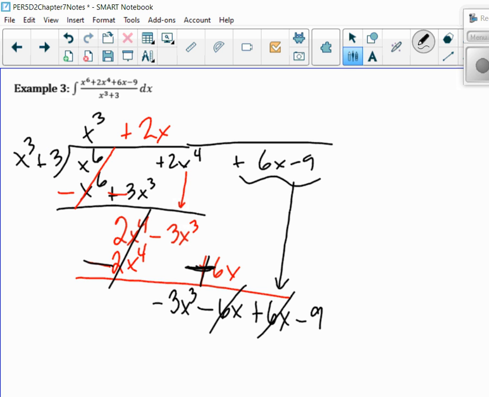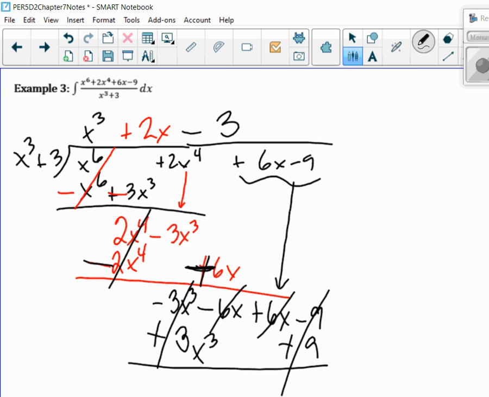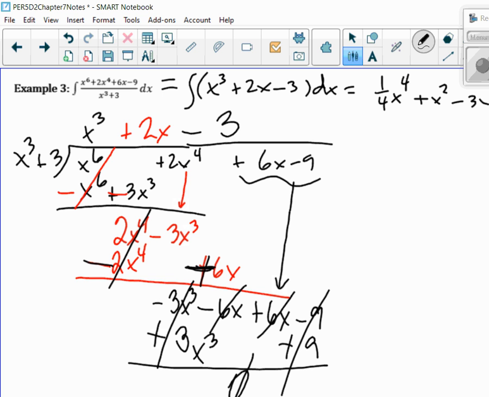Do you see that? So now, how many times does x cubed go into minus 3x cubed? Minus 3. So then I get minus 3x cubed minus 9. Switch the signs, and they all cancel, and I get 0 as a remainder. Very nice. So that means this is the same thing as x to the power 3 plus 2x minus 3 with respect to x. So I get 1/4 x to the power 4 plus x squared minus 3x plus c.